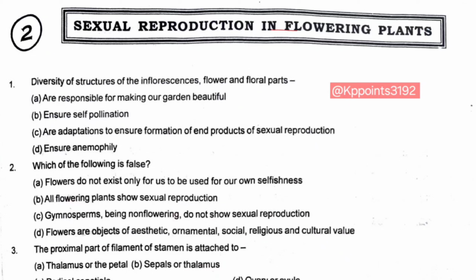First question: diversity of structures of the inflorescence, flower, and flower parts are responsible for making our garden beautiful? No. Ensure self-pollination? Not only. Are adaptations to ensure formation of the end product of sexual reproduction? Yes, correct answer is C.